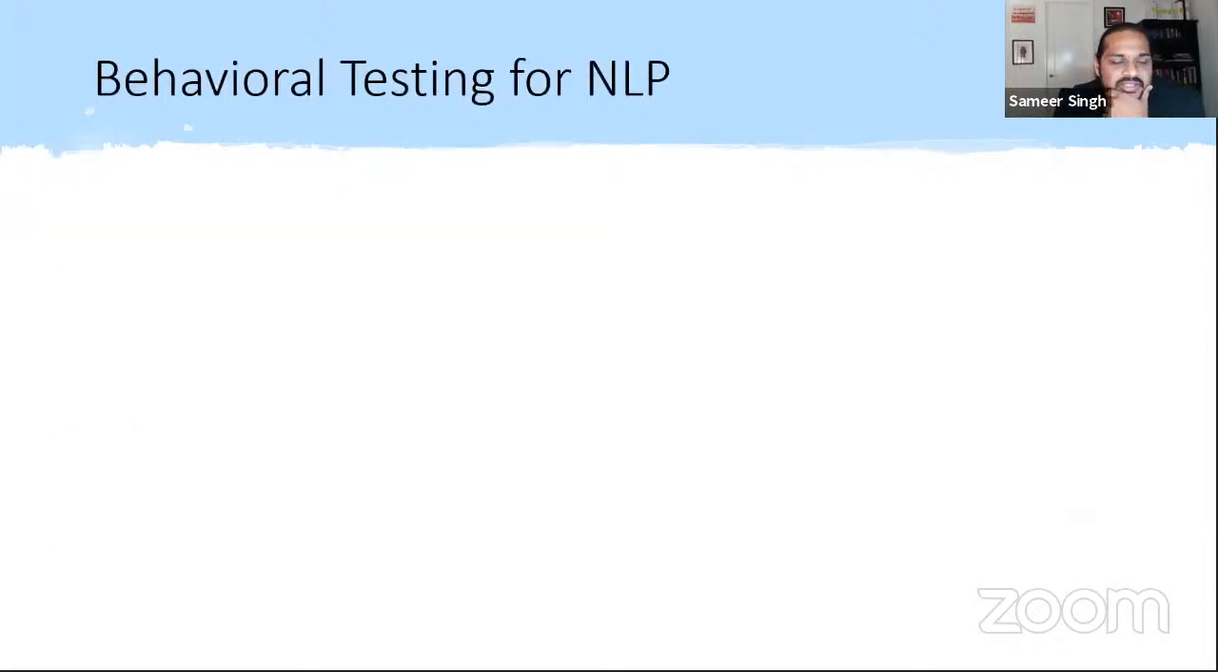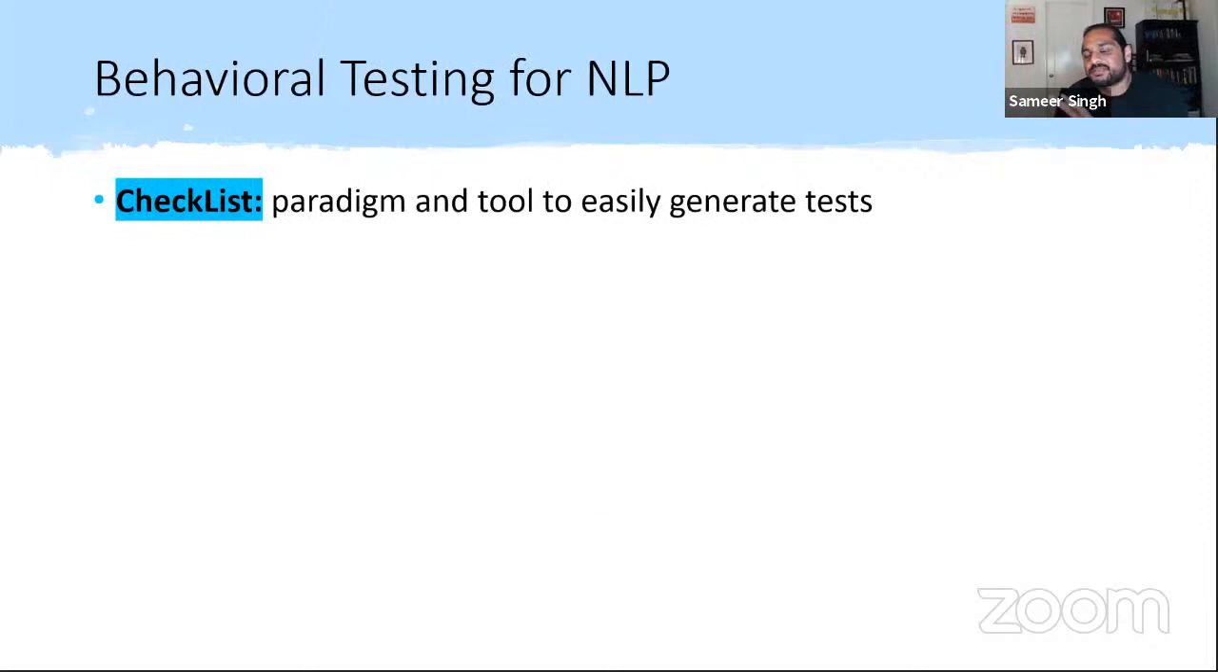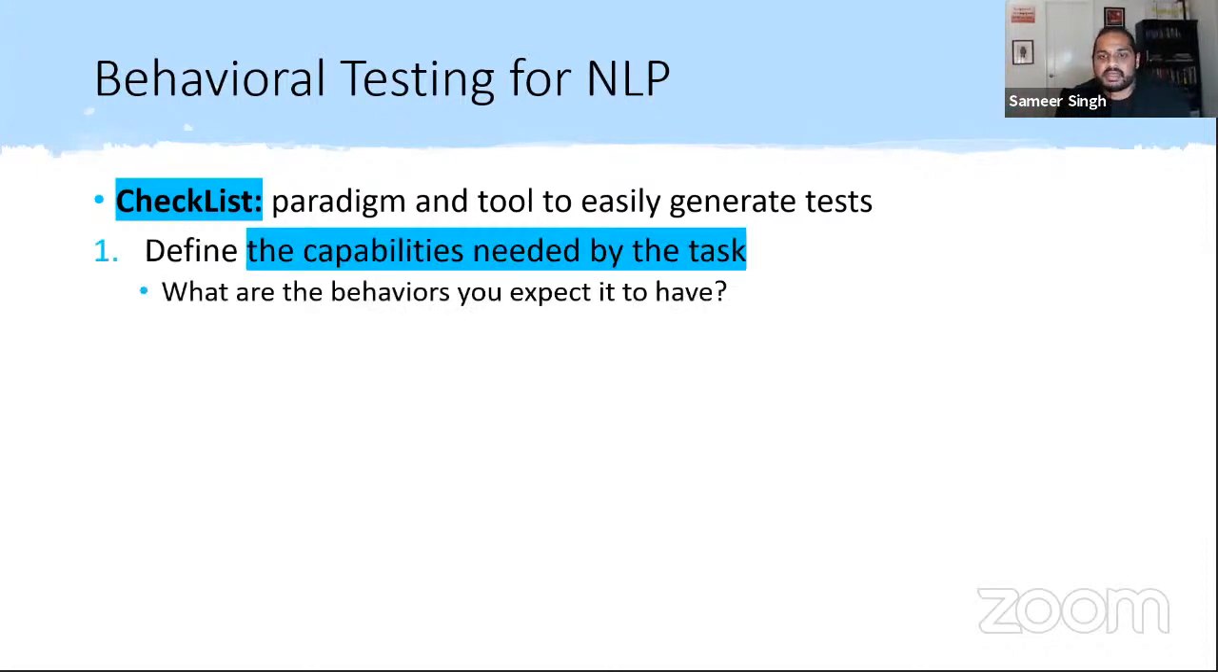Okay. And so the idea here is essentially that Checklist provides a paradigm and tool to easily generate tests. That's the main idea. And there are basically 3 steps to testing. This might be obvious from what I've presented, but the first step is to sit down for your task and define the capabilities that are needed. So what are the fine-grained behaviors that you expect the model to have before you can say that I should deploy this or I should use it in my research.